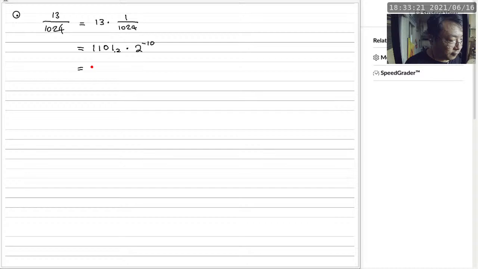So now we just have to say, okay, we need to move this point 3 digits to the left. So it becomes 1.101 in base 2 times 2 to the power of what? Every time we move the point to the left, we have to add 1 to the exponent of 2. So we have -7 now. That is correct. Good job.